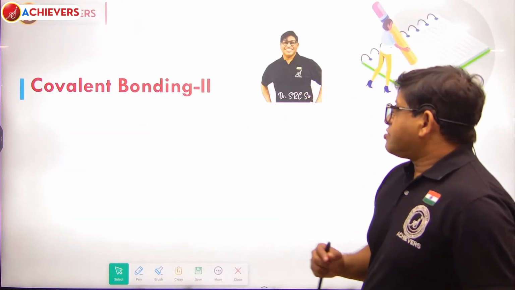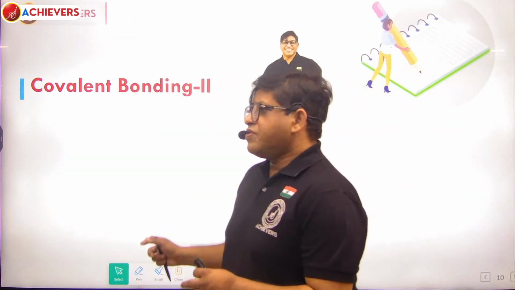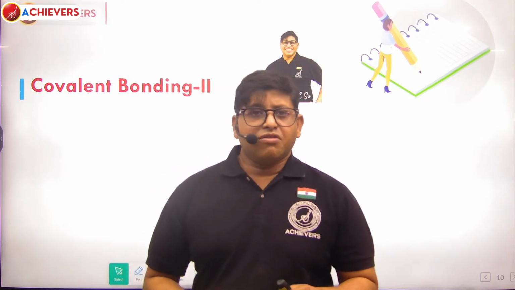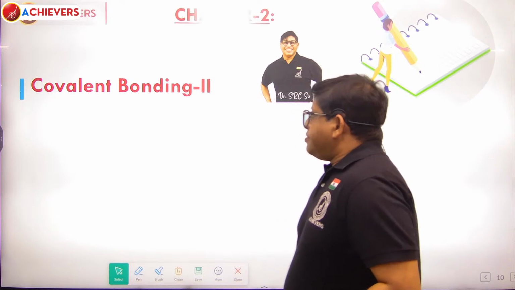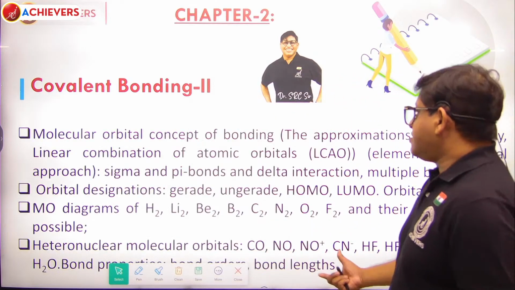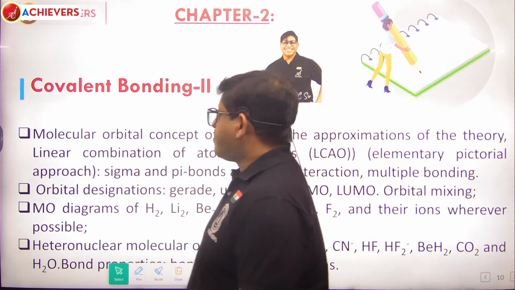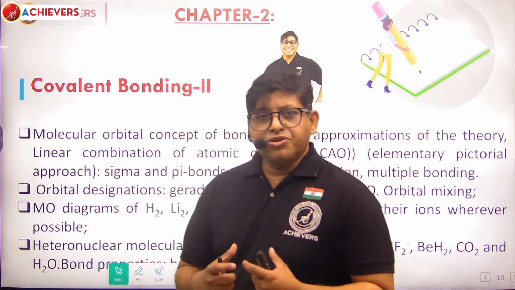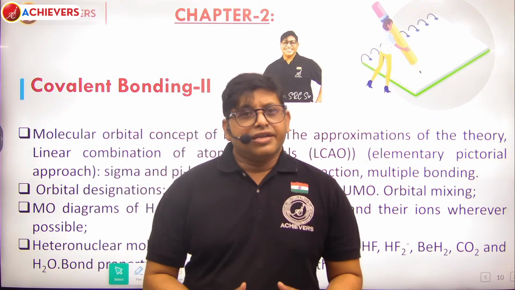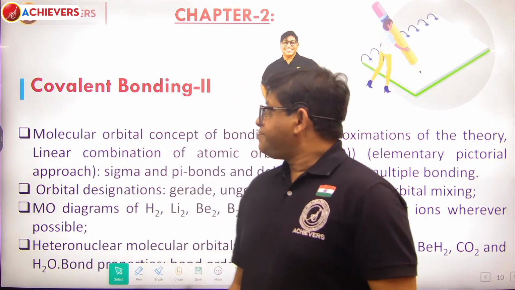Now let me come to covalent bonding 2. This is advanced covalent bonding, mainly focusing on the molecular orbital theory. This is the syllabus for the molecular orbital theory, or you can say covalent bonding 2, focusing on the homonuclear, the heteronuclear, the diatomic and triatomic MOs.